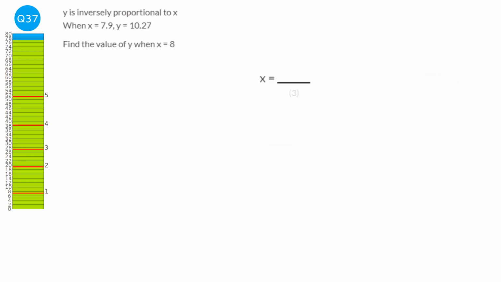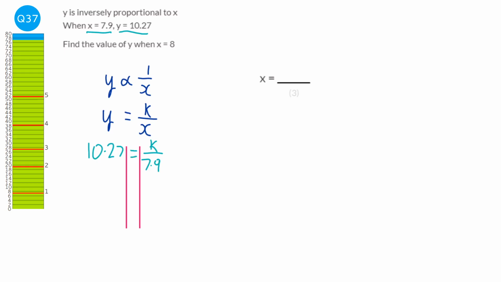We're told here that y is inversely proportional to x, so we put 1 over x because inversely means it's going to be proportional to 1 over. Going to replace that proportionality sign for an equals, and to do that we need to multiply the right hand side by k, so it becomes k over x. And we're told that x is 7.9 when y is 10.27, so we're just going to substitute those both in so that we can find out what k is, what our constant is.